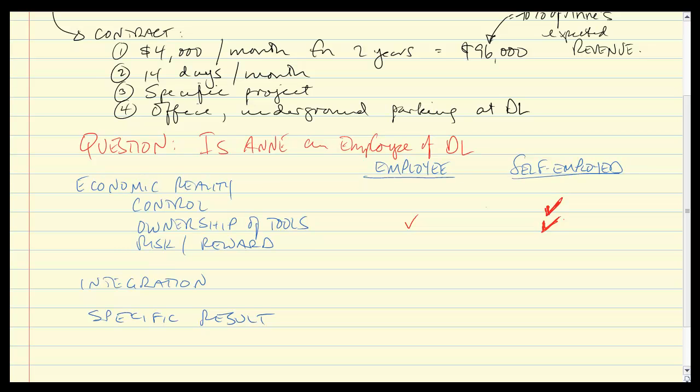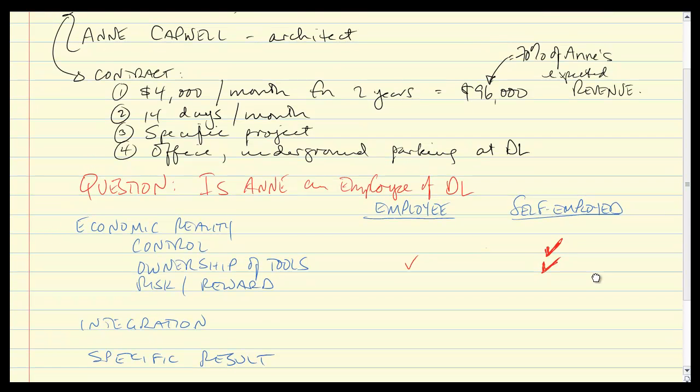Risk and reward. So this is the chance of profit and the risk of loss. It's a little bit tricky in a case like this because I don't see much compelling in what we've been told here. And so on this test, I don't think there's anything to lead me to put a tick in either column. The integration test is basically asking how dependent is she economically on them.